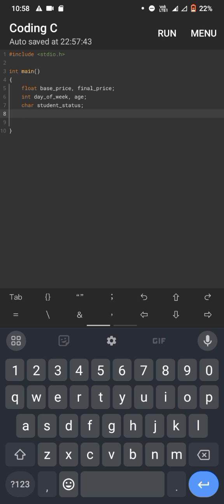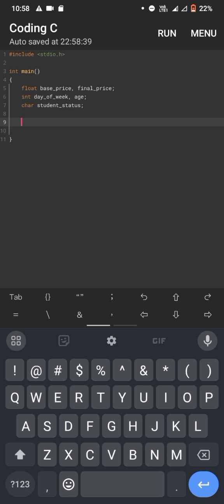the person's age. Then the declaration char student status: this variable stores whether the person is a student, where we use a capital Y for yes and capital N for no. So the next step is we need to get the input. So first, we need to input the base price.